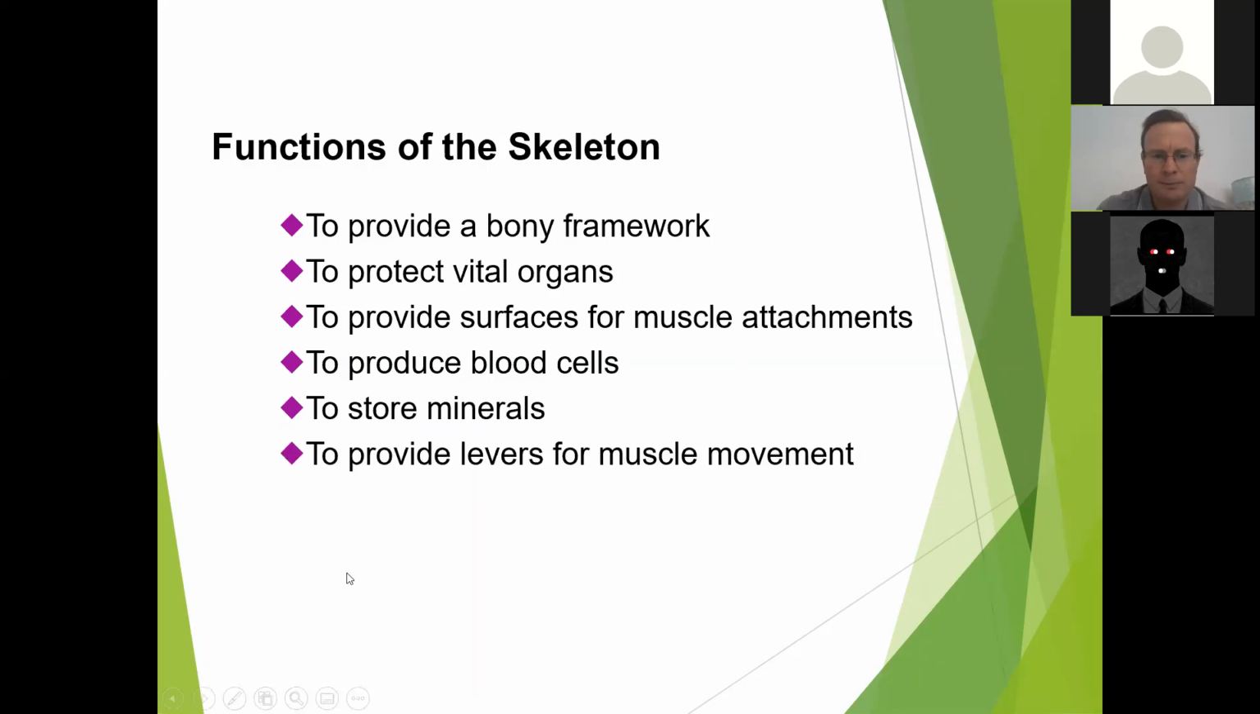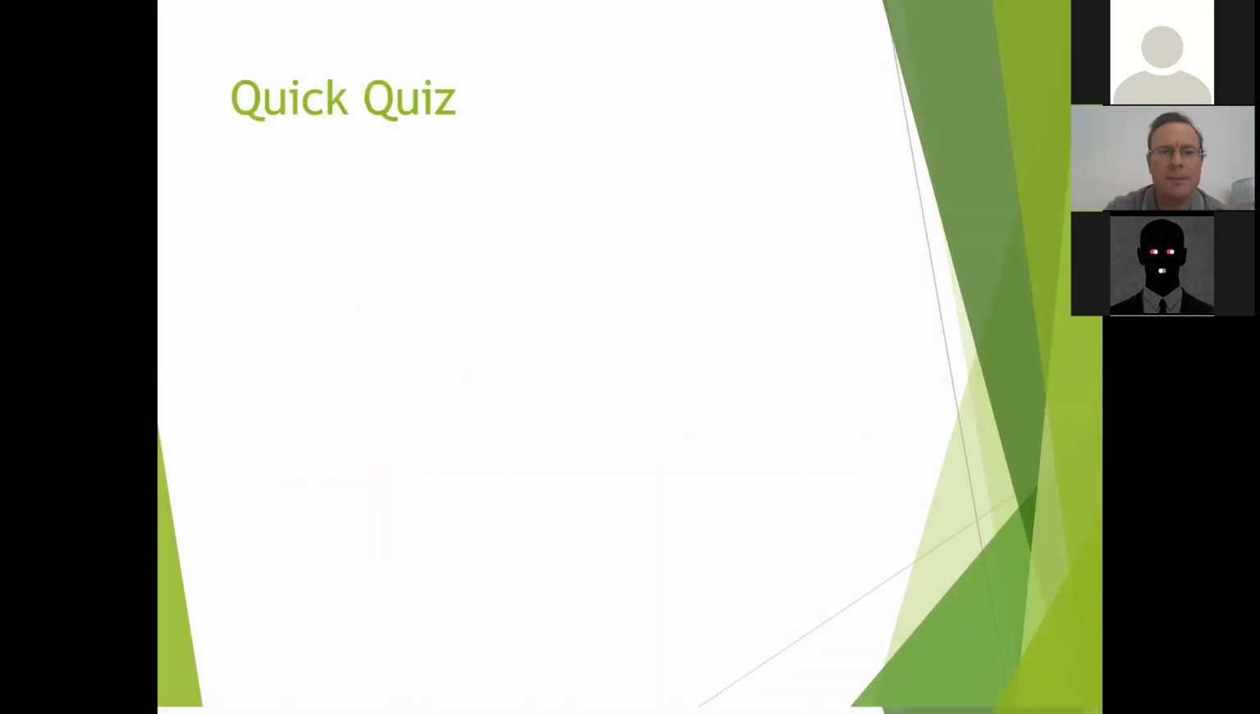Got any more? So they provide levers for movement. So this is why a muscle attaching onto my lower arm pulls to create a lever to allow that movement to happen. So the whole system of movement is allowed by this system of levers.